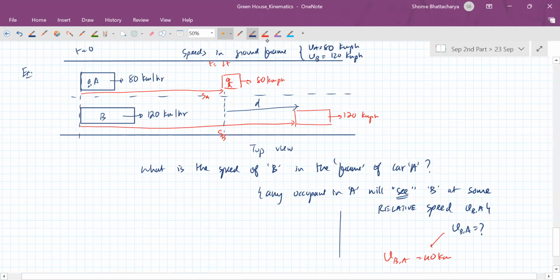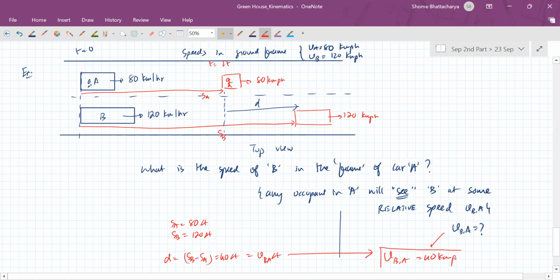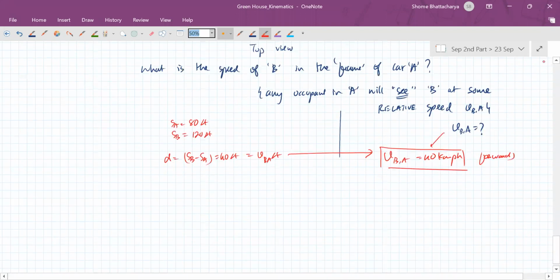So you can see that in the ground frame, A has actually traveled a distance of 80 delta t. B has traveled a distance of 120 delta t. But to A, it will look like B moved forward by a distance of SB minus SA. So 40 delta t. That is going to be your relative speed into time. Hence, the relative speed will appear to be 40 kilometers per hour forward, or along the positive x direction. Okay, so just make a note of this. I'll scroll back to the earlier example also.